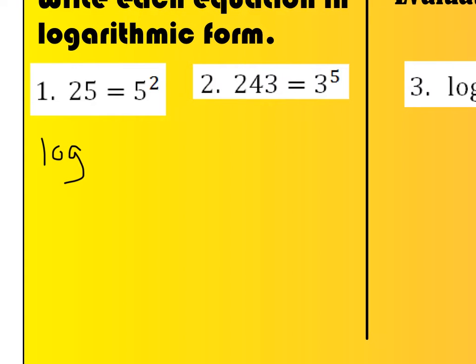We then look for the base, which will be the 5. We always put the answer here, 25, and then it's equal to its exponent. So log base 5 of 25 equals 2.